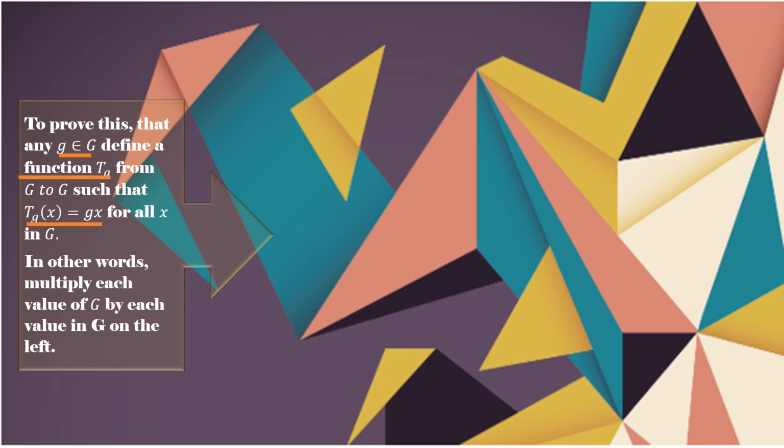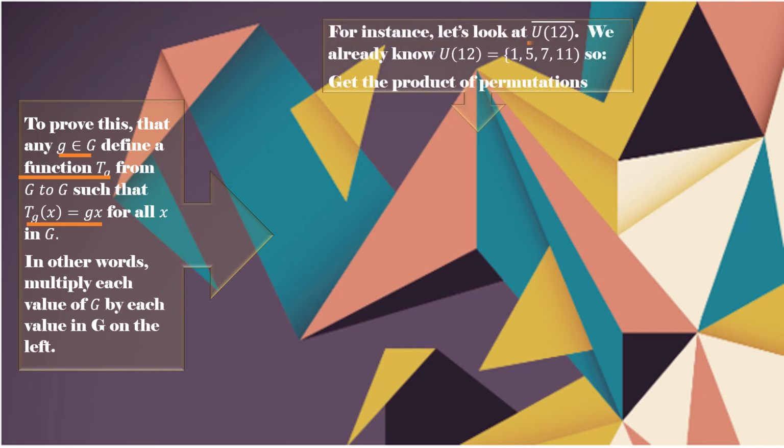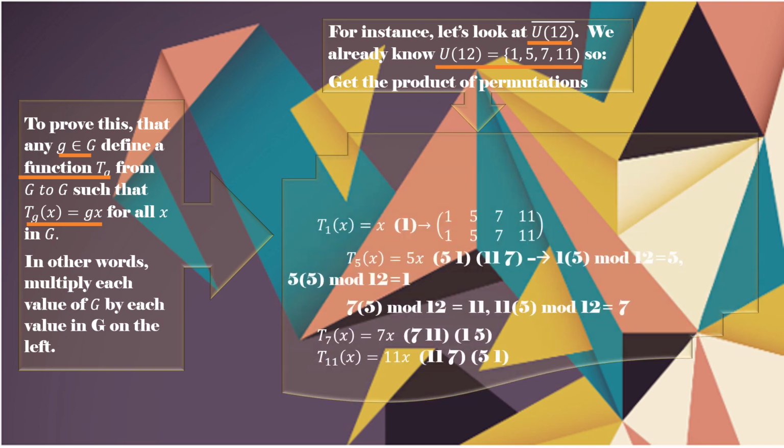For instance, let's look at U12. We already know U12 equals 1, 5, 7, 11. So, get the product of permutations. T sub 1 of x equals x, and the permutation is 1. T sub 5 of x equals 5x. The permutations are 5 goes to 1 and 11 goes to 7.